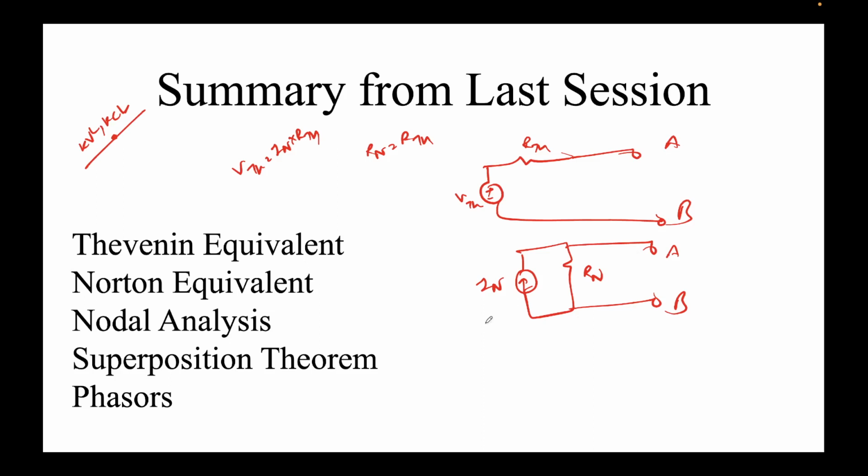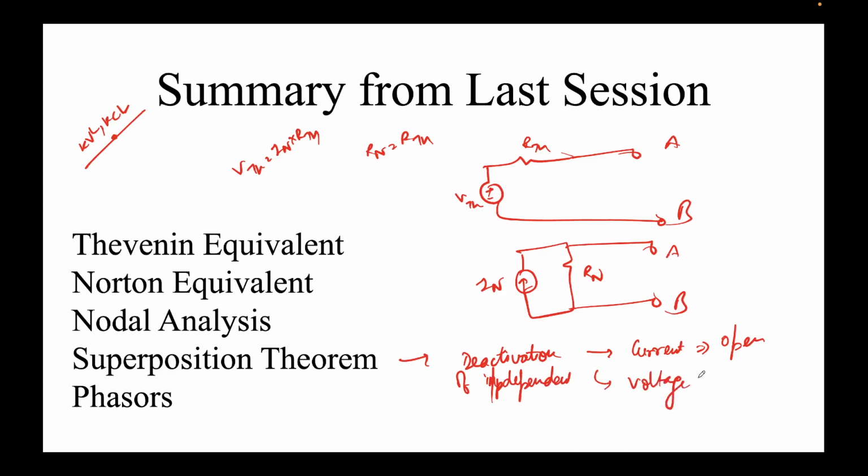The key thing here was deactivation. Deactivation of a current source means you open circuit it. Mind you, this is deactivation of independent sources only. Similarly, how do you deactivate an independent voltage source? Short it. So these were the considerations that we took, and finally we had a brief look at phasors.